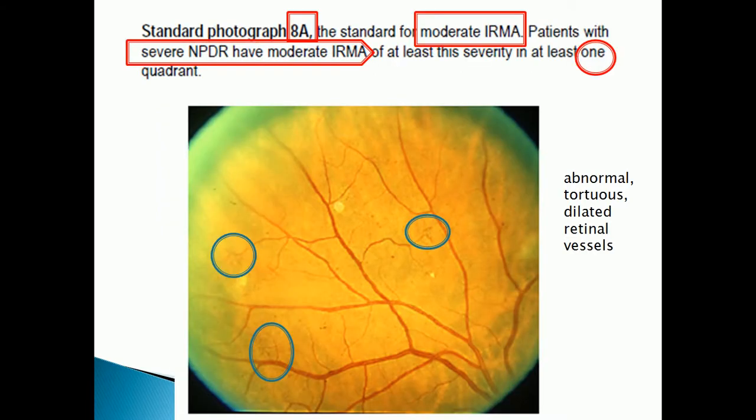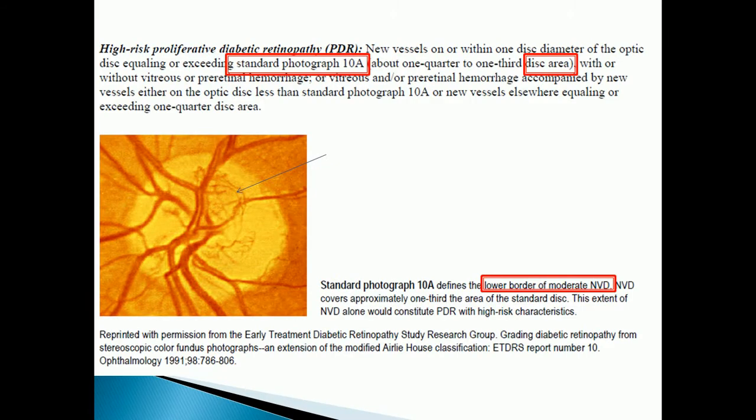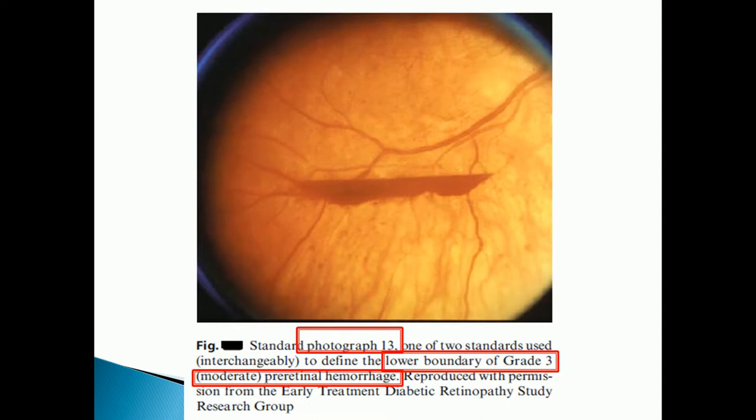This is the standard photograph 8A, which shows the moderate edemas, which are present in the severe NPDR in at least one quadrant. High-risk PDR: this is the photograph 10A, which shows new vessels on or within one disc diameter of the optic disc, equaling or exceeding standard photograph 10A, about 1/4 to 1/3 of the disc area, with or without vitreous or preretinal hemorrhages. This shows the standard photograph 13, and this is used to define the lower boundary of the grade 3 preretinal hemorrhage.